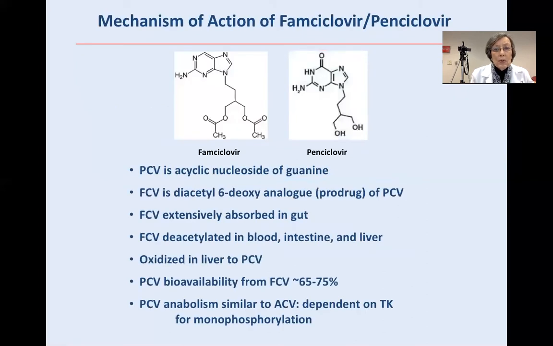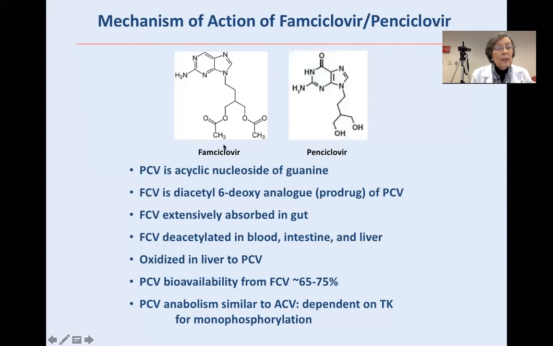So another drug that's used for HSV and VZV is famciclovir. And actually the active form of this is penciclovir, which does not have very good bioavailability. So penciclovir is an acyclic nucleoside of guanine. So we've got guanine here again. Famciclovir is a diacetyl 6-deoxy analog, which is a prodrug then. So you can see that we have 2 acetyl groups added to these 2 hydroxyls.